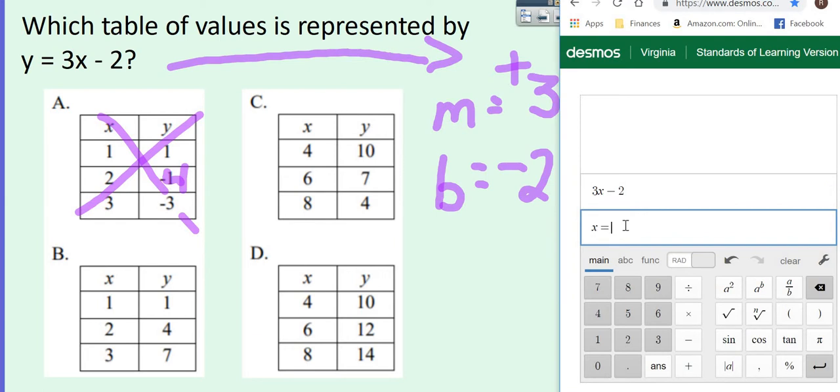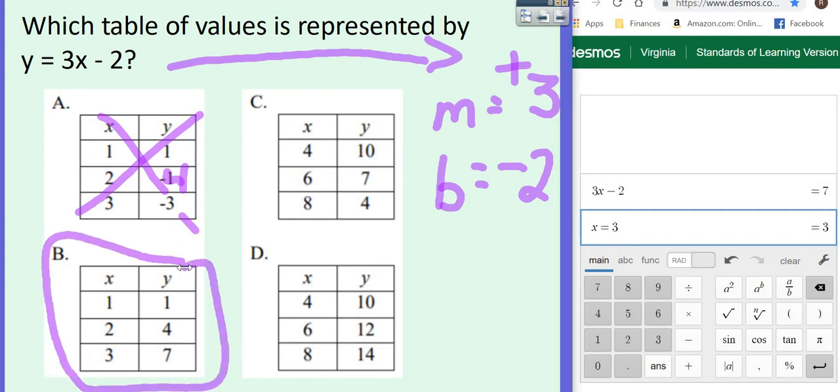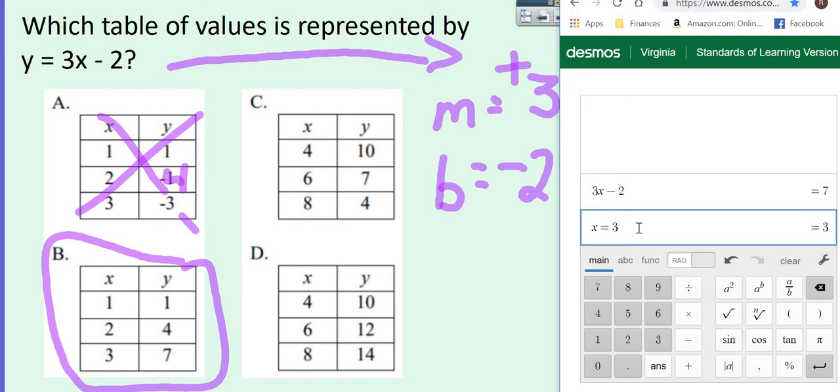We've already tried 1, but let's do it again to make sure. 1 gives us 1. 2 gives us 4. 3 gives us 7. It looks like this is our winner, but because we don't want to make any mistakes, we are going to keep trying and make sure we check them all.